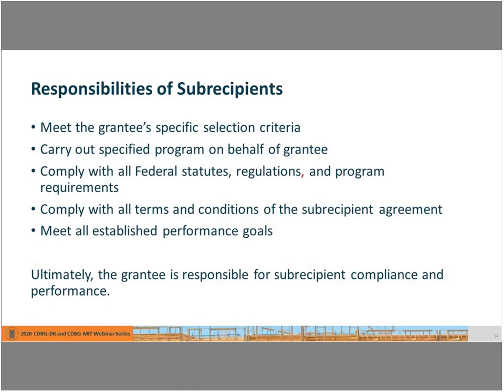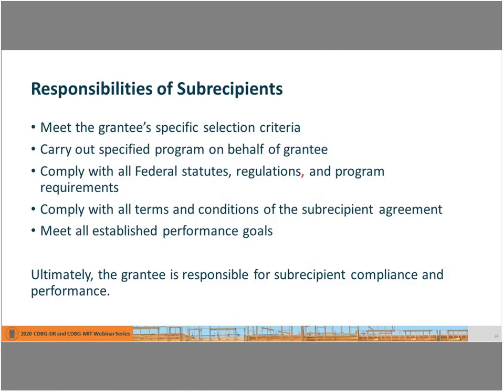Of course, you'll monitor them against the terms and conditions of their agreement. We already talked about that, and we'll give you more details in just a minute. And you want them to meet all their established performance goals or metrics or whatever method you use to sort of measure their performance and their success.